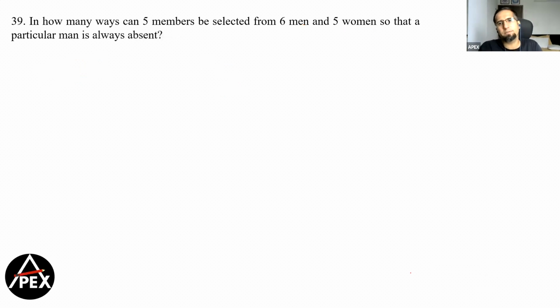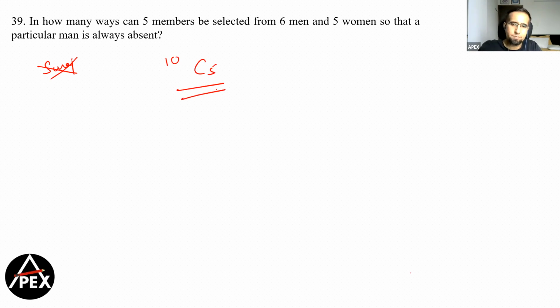Can we solve this, please? No, exactly right. Particular man is always absent. Let's say Suraj is always absent. So we have identified who is absent. Suraj is always absent. So chuck him. I have 10 people, but I have to choose 5. So therefore my answer becomes 10C5.